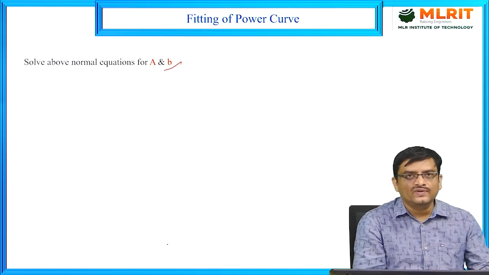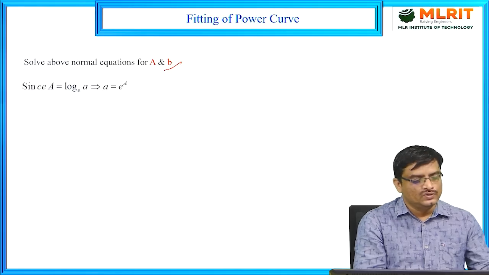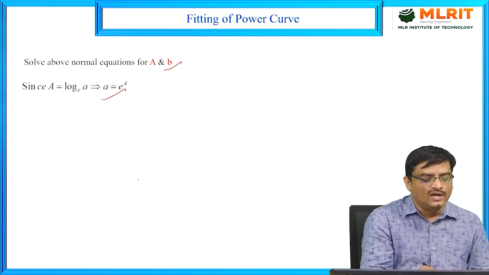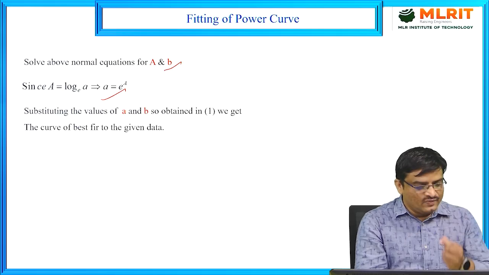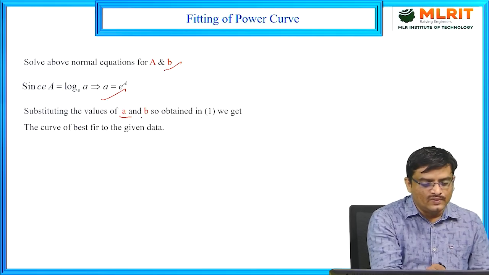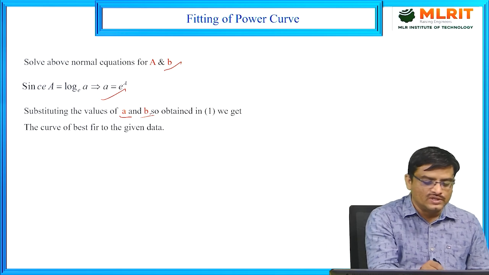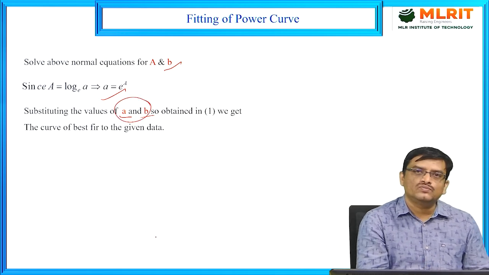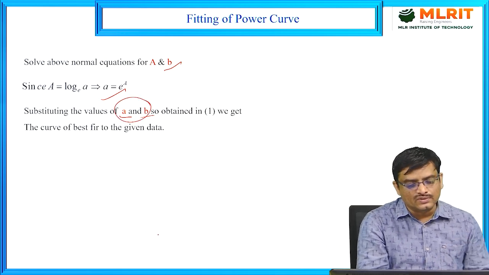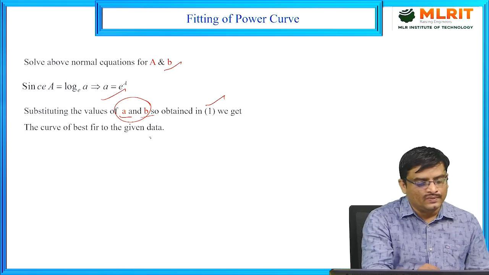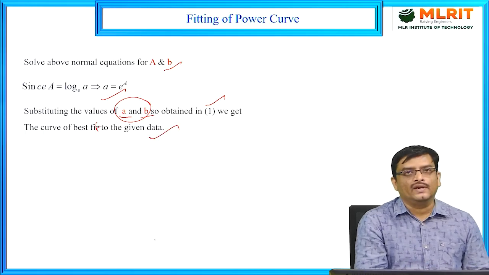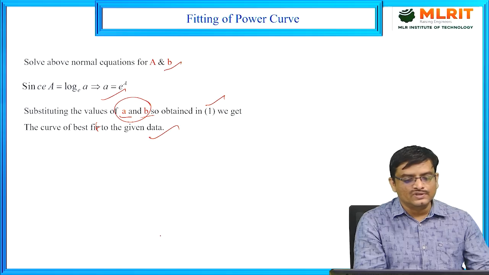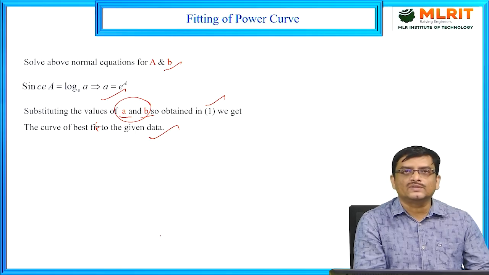Once we get capital A, then we have seen how to find out small a. Use this relation and you will get our small a value. So we got the small a and small b values. Once after getting small a and small b, immediately you substitute those values in equation 1. Then we can get our required best fit for the given data. So this is the procedure we have to follow to fit the curve.